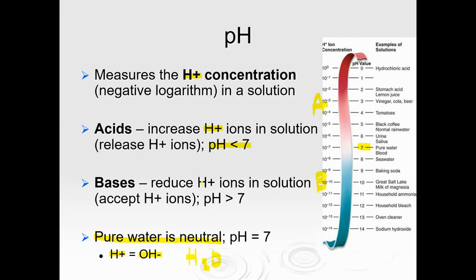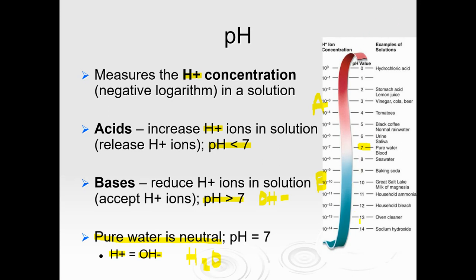Now, bases actually accept hydrogen ions in a solution, and so what happens is they end up having a really high concentration of the hydroxide. Okay, so bases are going to give off hydroxide ions in a solution. So acids give off the hydrogen ions, bases give off the hydroxide ions. And so these are going to be greater than 7 on the pH scale.